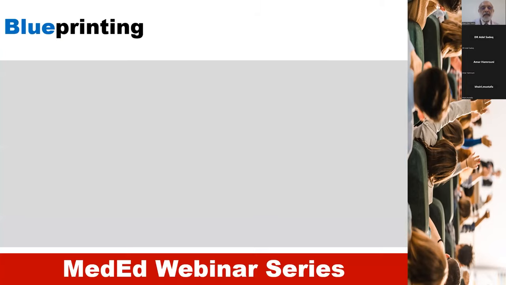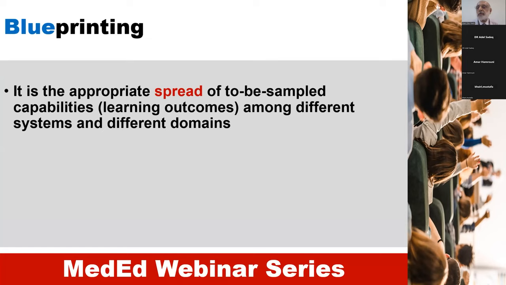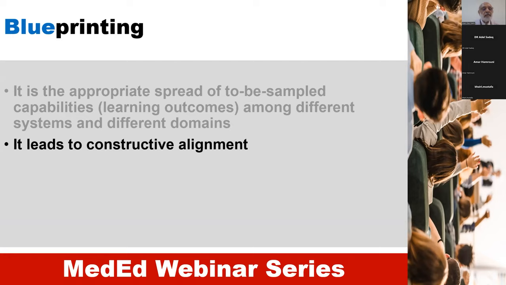Then another aspect which we need to be familiar with while assessing the students using the learning outcomes is blueprinting. Blueprinting is appropriate spread of to-be-sampled capabilities, that is the learning outcomes, among different systems and different domains. Applying blueprinting leads us to constructive alignment, which we have just defined.